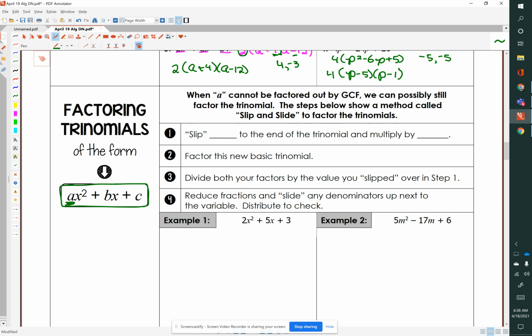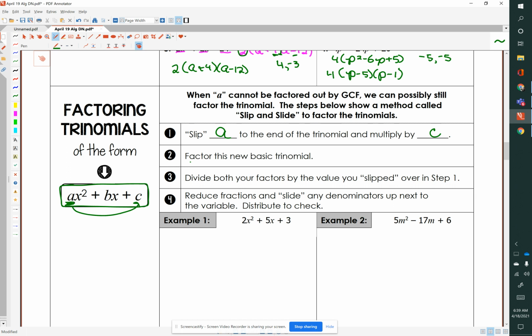I like slip and slide. I think it's pretty simple, and I think it'll work for you. So I hope it's the method that you like. If you do find another method, make sure you know it well. I prefer slip and slide. So here's what we do. We have this a term. We're going to slip the a term to the end of the trinomial, and we're going to multiply it by the c term. So a will multiply by c.